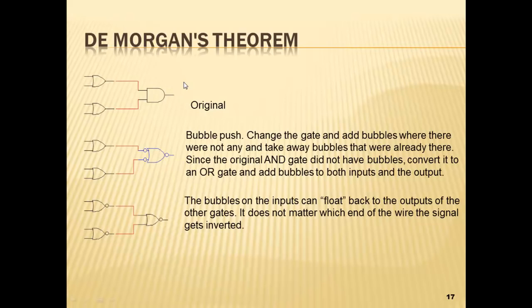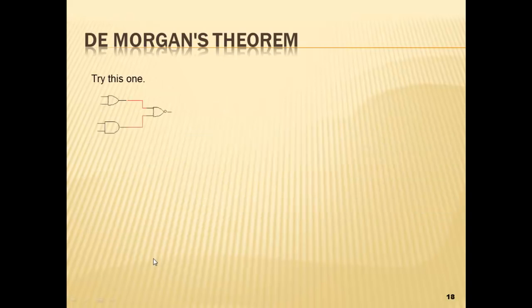So we're going to an example with the AND gate. And again, take this AND gate, bubble push it, so AND becomes OR. There were no bubbles, so add bubbles. Float these bubbles back to there, and now we've got all NOR gates. Again, saved another 20 cents. But if you're making 1 million boards, that 20 cents adds up quite a bit. Try this one on your own and pause it right here, and then I'll show you the answer when you're ready.